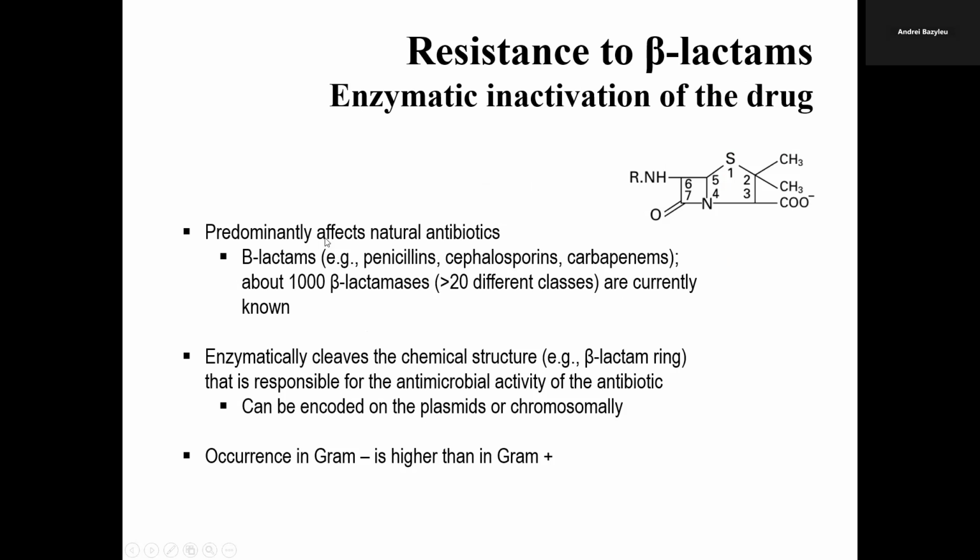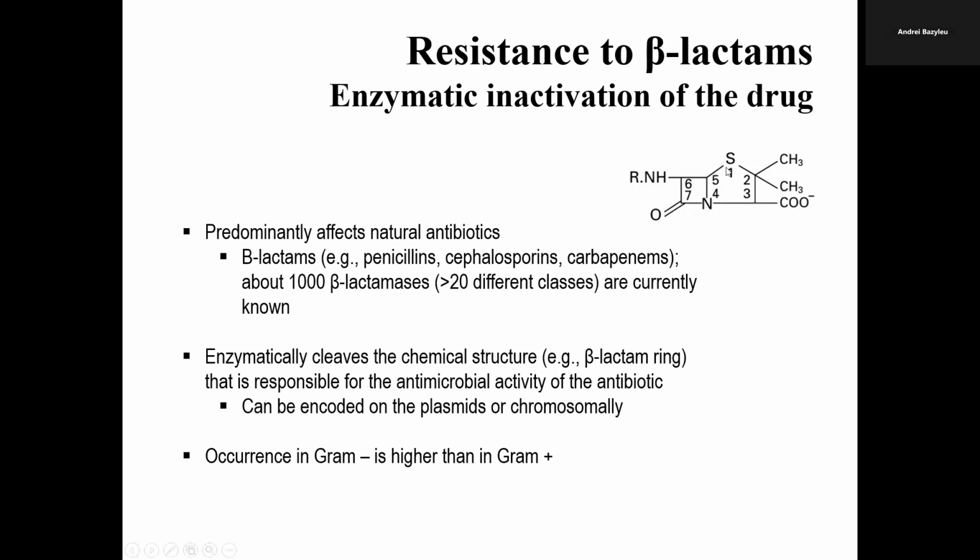So bacteria can secrete enzymes, called beta-lactamases, and they will go on and chemically cleave one of these bonds, and that disrupts the structure of the antibiotic. And without the structure, the antibiotic is just unable to perform its function. Okay, so these are the beta-lactamases that do that.